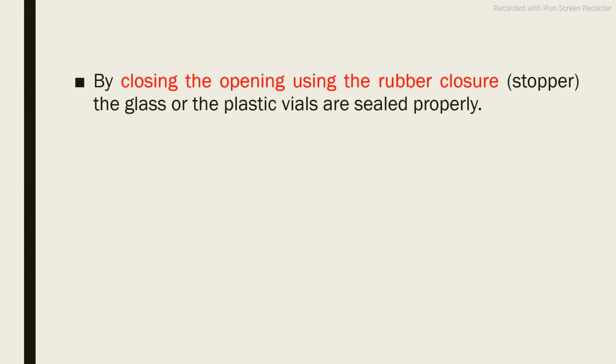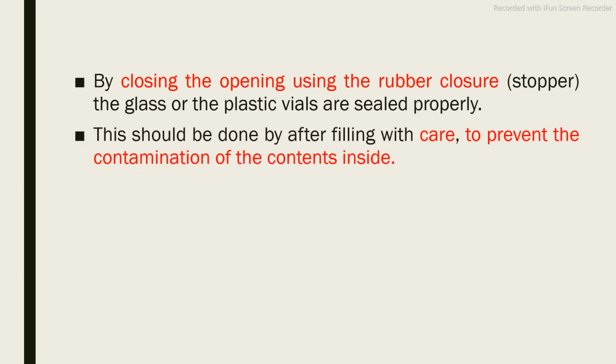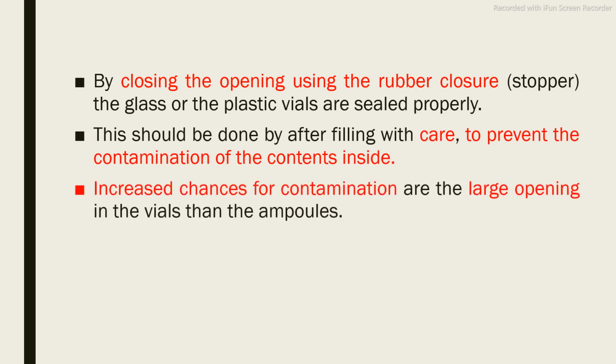By closing the opening using a rubber closer, that is called a stopper, the glass or plastic vials can be sealed properly. So by using the rubber closer, we can seal the vial or bottles completely, and this should be done after filling with care to prevent contamination of the content inside the container. There are increased chances of contamination if there is a large opening in the vials. If you see the opening of containers in the case of ampoules, the opening is very small.